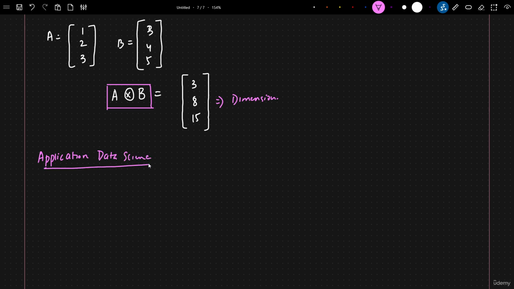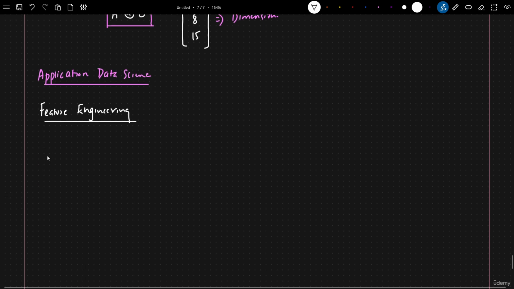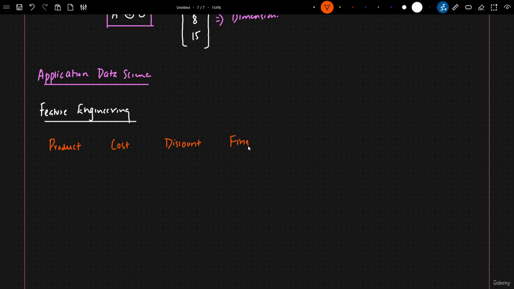Let's say that I have an e-commerce website, and in this e-commerce website, I will talk about feature engineering. Let's say I have some products, and this is the cost of the product, this is the discount of the product, and this is the final price. Or let's remove this, and these are the features that I have.